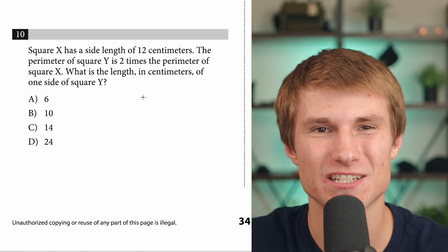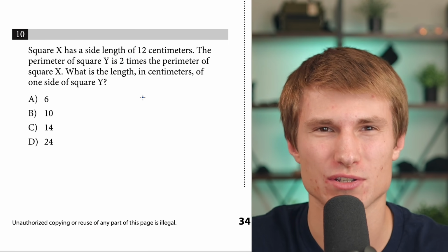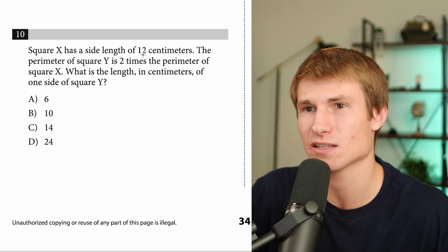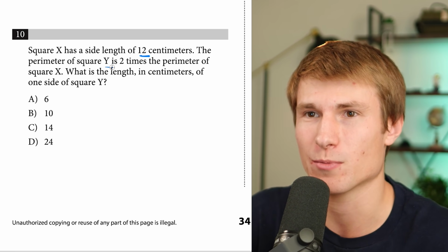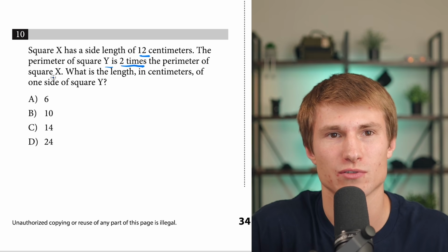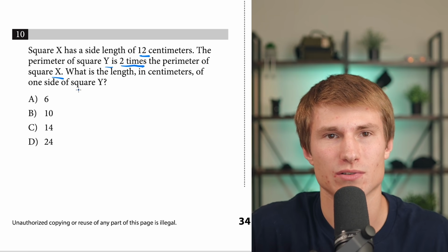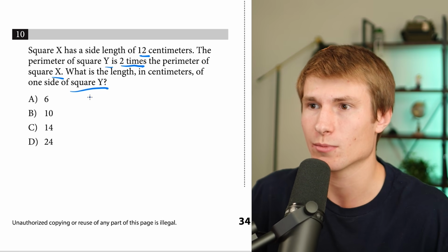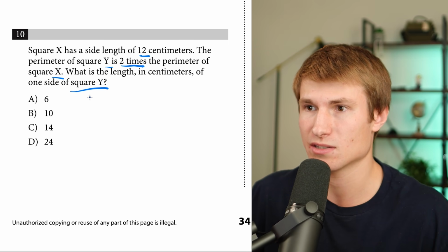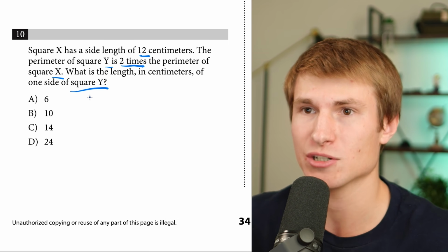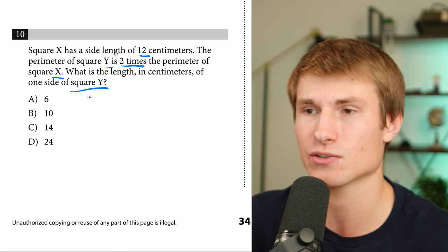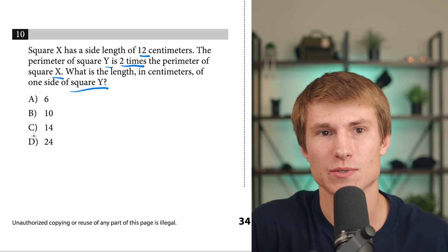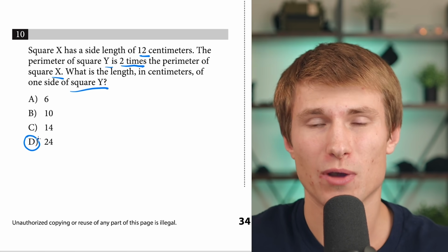Here's how to solve this SAT math question that is really a proportions question, but disguised as a perimeters question. Question 10 states that square x has a side length of 12 centimeters. The perimeter of square y is 2 times the perimeter of square x. What is the length in centimeters of one side of square y? Well, a couple things to keep in mind here. 1, these are both squares. Number 2, the perimeter is going to be the same equation for both of them, just with a different value for the side length. So if we want to actually double the perimeter, all we have to do is double the side length. And because we know that, we know the answer is D.